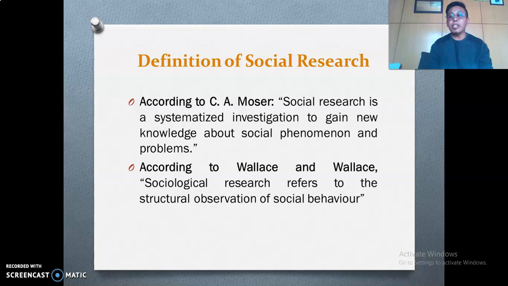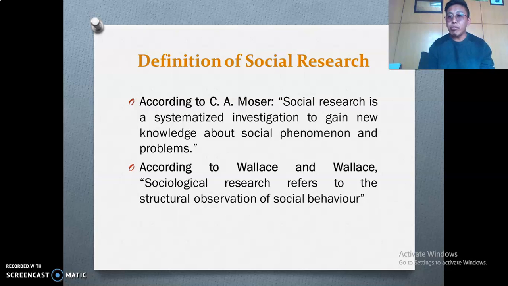And in the same way, for the definition of social research, here I quote two definitions. One is by C.A. Moser. According to him, social research is a systematized investigation to gain new knowledge about social phenomena and problems. Here, social phenomena means social facts, or social institutions. We have marriage, we have a family, we have a political system, we have an economic system. Every society has all these institutions. These are what we call social phenomena.